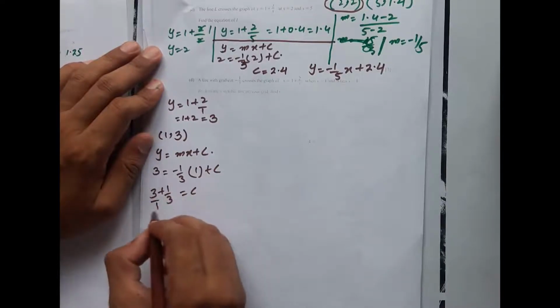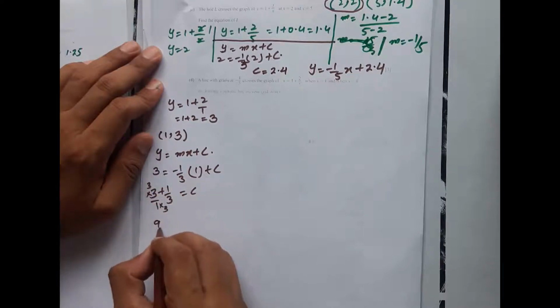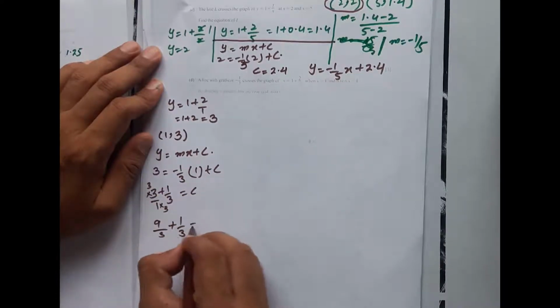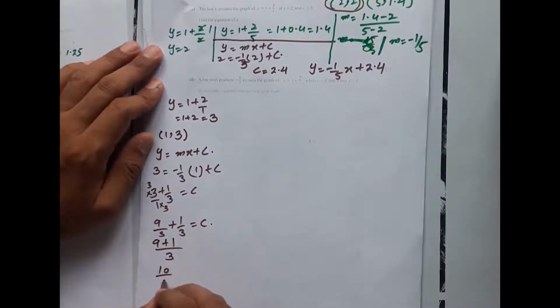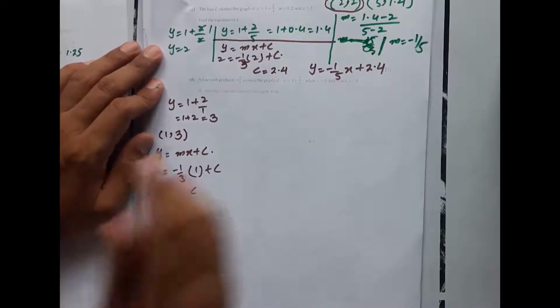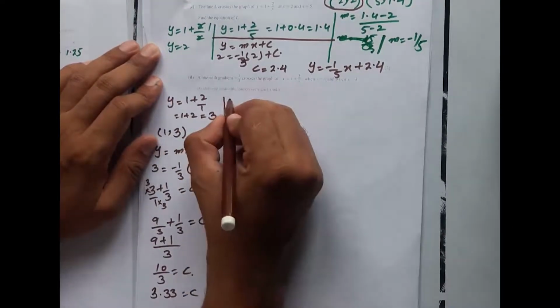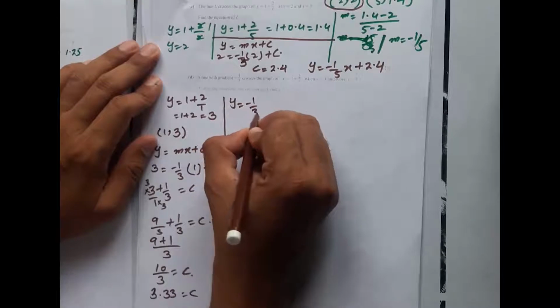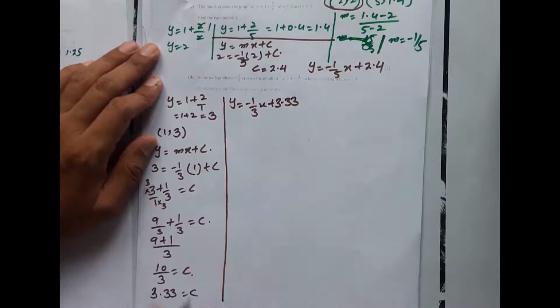We will take the LCM. We multiply by 3 here and by 3 here. This will become 9 over 3 plus 1 over 3, which is equal to c. We take 3 as a common denominator: 9 plus 1 is equal to 10 over 3, which is equal to c, so c is 3.33. So the equation of the line is y is equal to minus 1 over 3 x plus 3.33, or you can write 10 by 3.